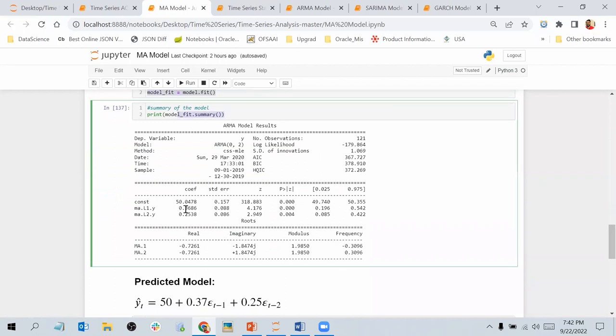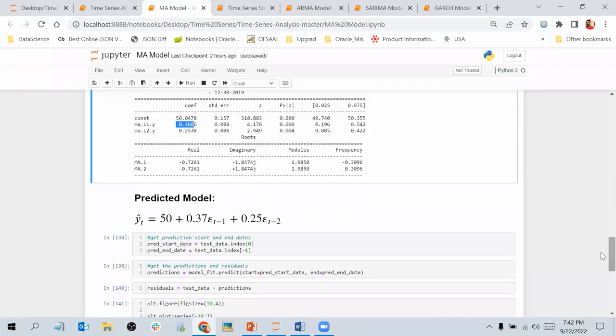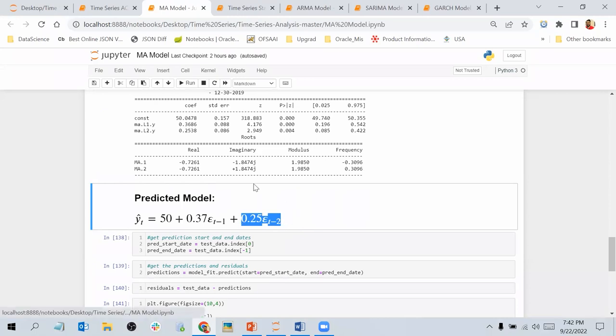If you see this, these are the coefficients that we get. This is the constant. Now with MA as L1 and L2, these are the coefficients, beta 1 and beta 2 that I was showing you. So what is going to be my final equation? My predicted value is going to be the constant plus 0.37 times the error that occurred on the previous day, plus the coefficient times the error that occurred two periods back. This is nothing but my MA2 model, because we are considering only the errors here, not the previous values. That's how we are going to predict it.